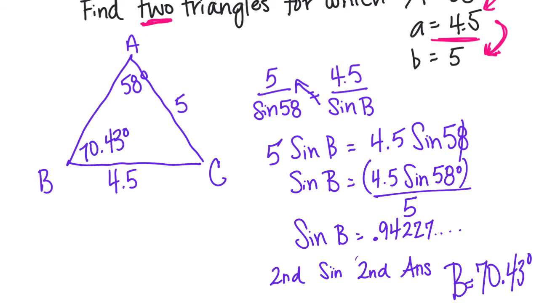So I know this B right here is 70.43 degrees. Now remember, this is only my first triangle. So if A is 58 degrees and B is 70.43 degrees, by using 180 minus A minus B, I can find out what C is. And good.